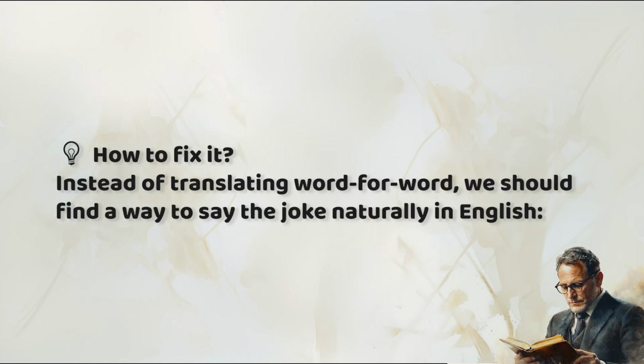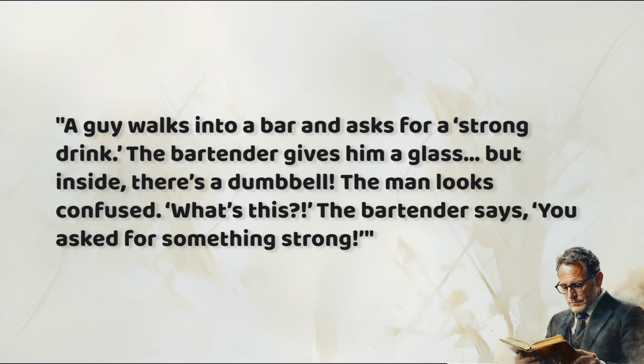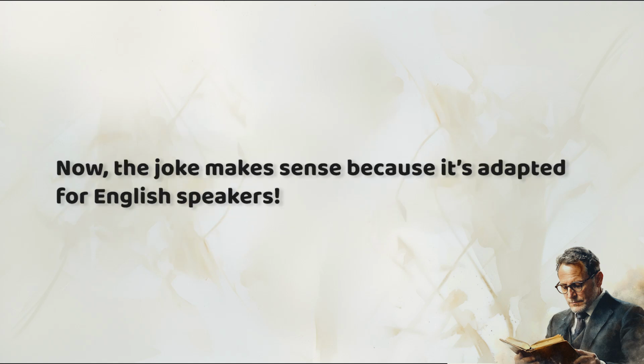How to fix it? Instead of translating word for word, we should find a way to say the joke naturally in English. A guy walks into a bar and asks for a strong drink. The bartender gives him a glass. But inside there's a dumbbell. The man looks confused. "What's this?" The bartender says, "You asked for something strong." Now, the joke makes sense because it's adapted for English speakers.